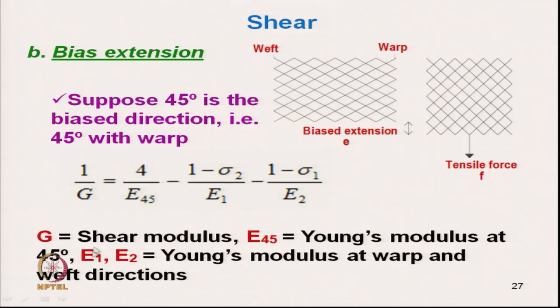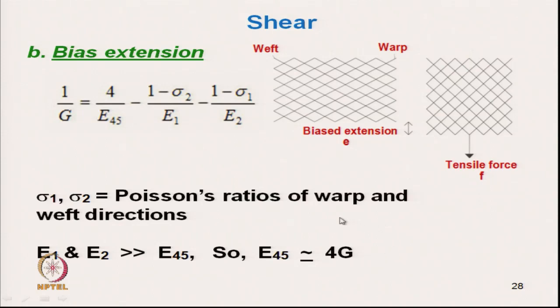The equation will be simplified, and for all practical purposes we can use 1 by G equal to 4 by E 45, that is, G equal to E 45 by 4. If we can measure the Young's modulus at 45-degree angle and divide by 4, we will get the shear modulus. So, E 45 is almost equal to 4 G. Sigma 1 and sigma 2 are the Poisson's ratio.